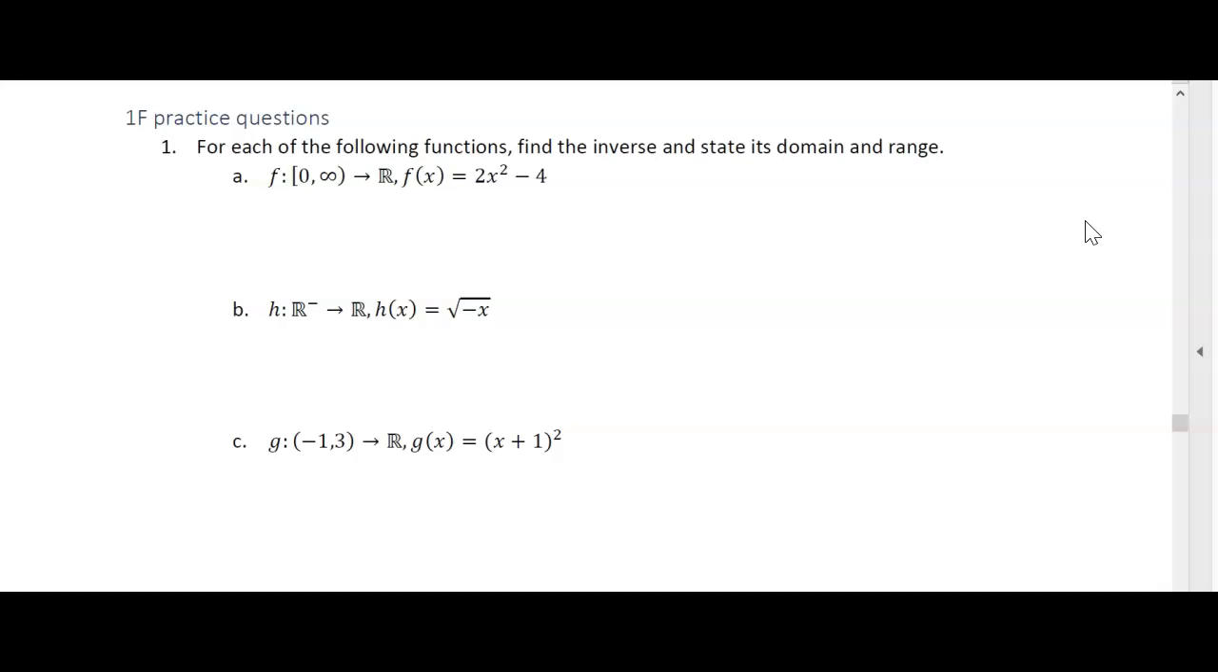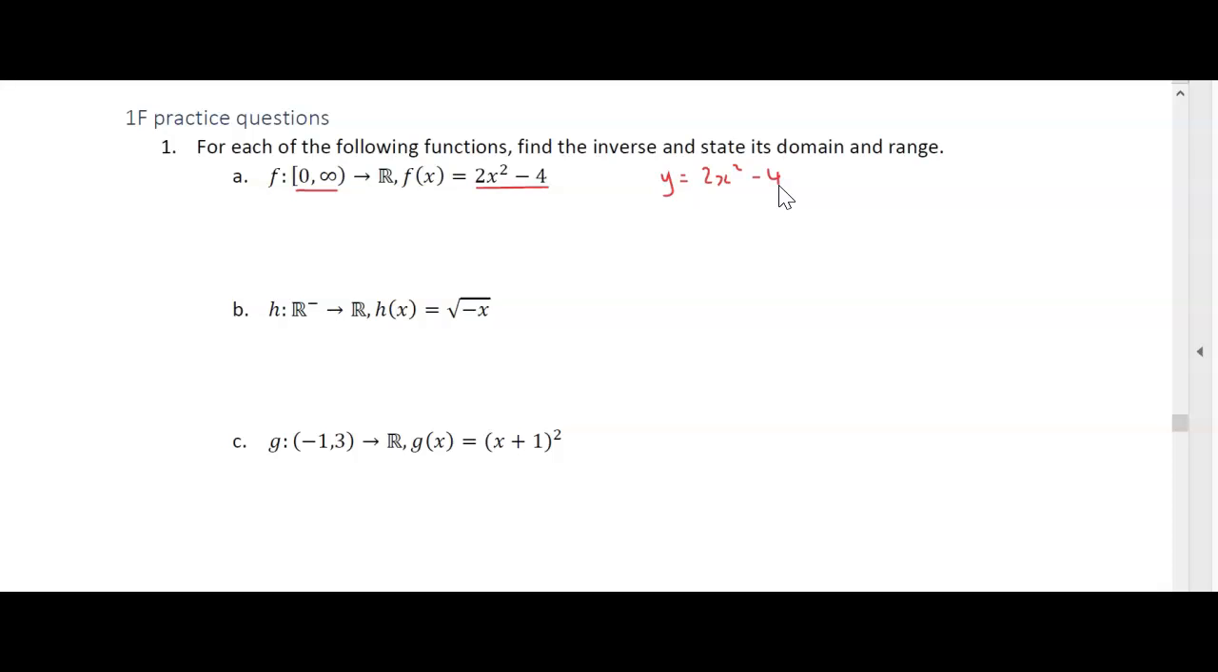Here we've got a parabola, 2x squared minus 4, and it's got a restricted domain because it's not one-to-one. It needs to be one-to-one to take its inverse, so restricting its domain is now making it one-to-one. When we're doing our inverse, instead of writing f of x, I'm going to use y. So y equals 2x squared minus 4.